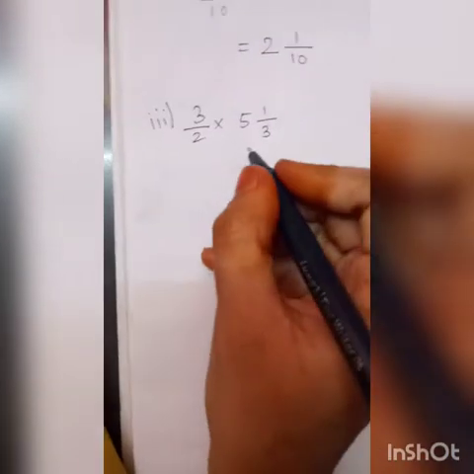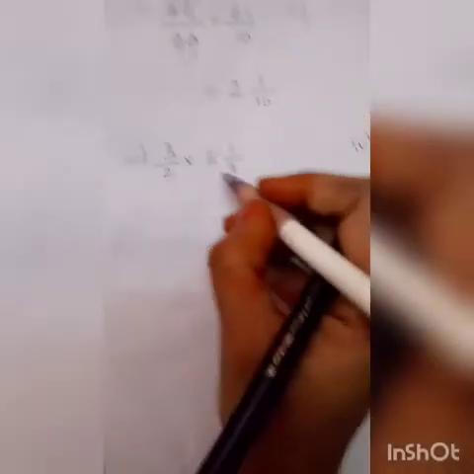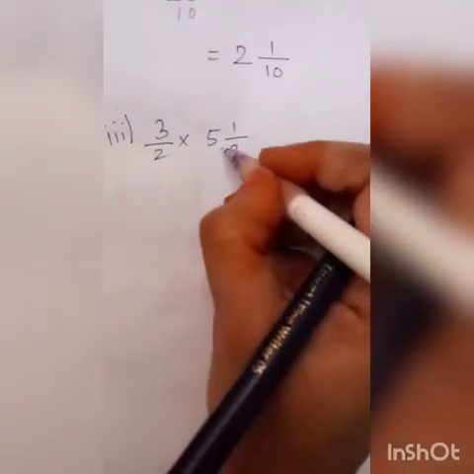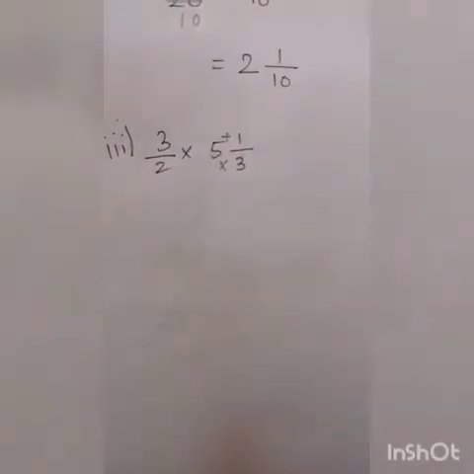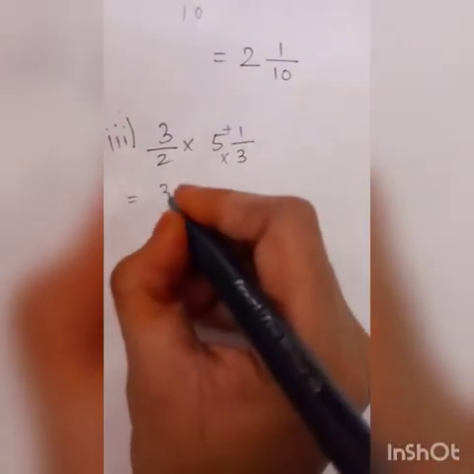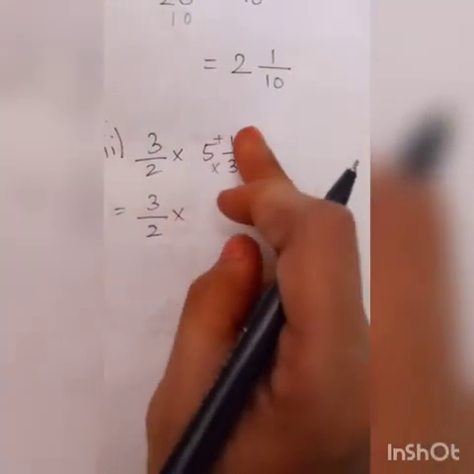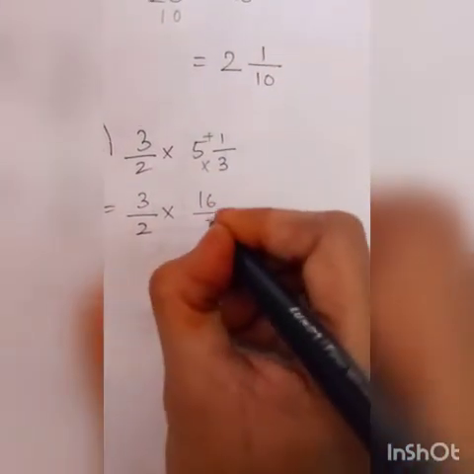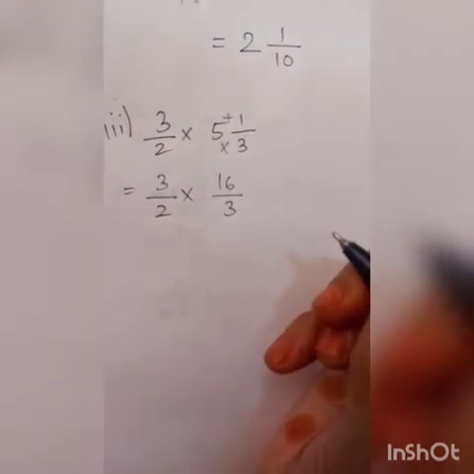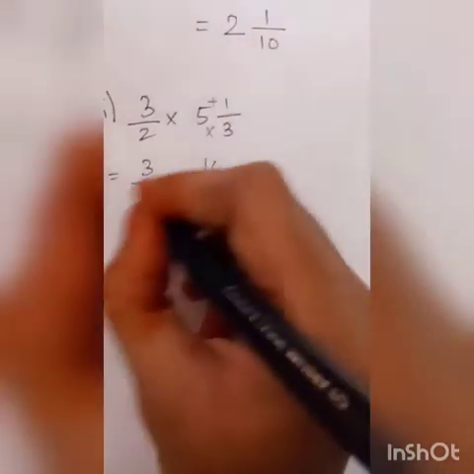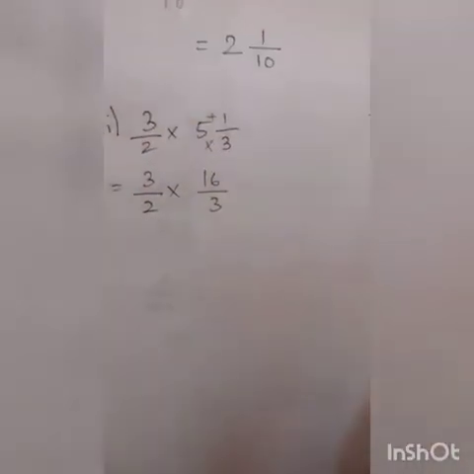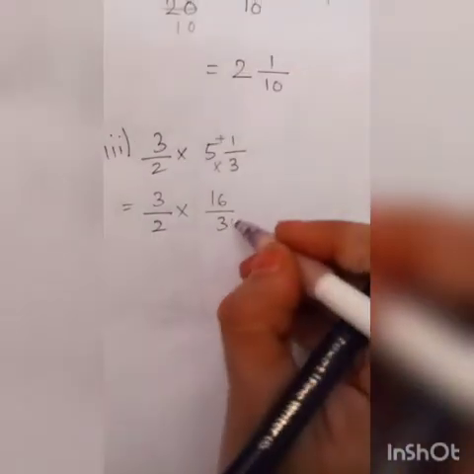32 into 5 1 by 3. Okay, 5 1 by 3 is a mixed fraction, so I am converting it into improper. 3 by 2 into 5 3s are 15. 15 plus 1, 16 by 3. Okay, now shall we cancel it directly like this itself? Or you can multiply it, cancel, no problem. I am just doing an easy calculation.